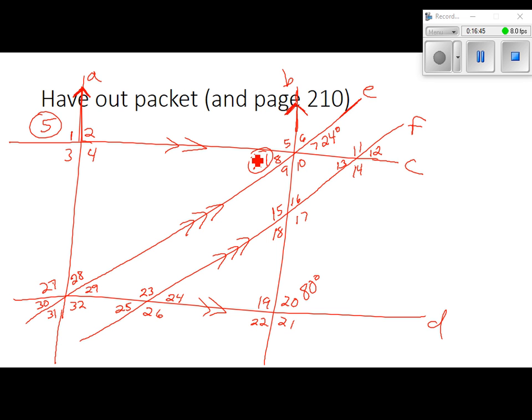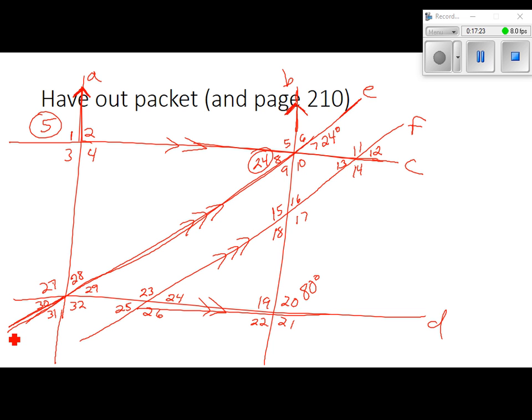We used C, D, and we used E as our transversal. Let me mark it with the black pen. That way I can erase it. So we can see which ones we have here. C, D, this is our transversal. Sorry, that's ugly.